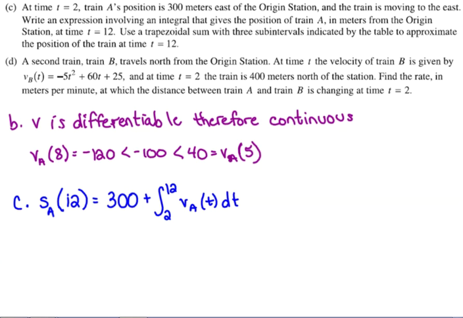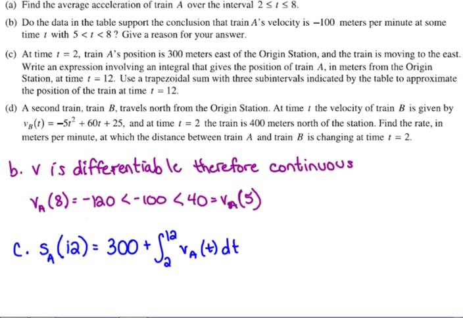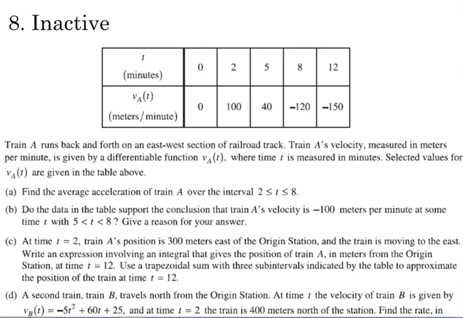Use a trapezoidal sum with 3 subintervals indicated by the table to approximate the position of the train at time 12. So let's go to the table. They want 3 subintervals. So here's 1. Oh wait, no, we're starting at time 2. Here's 1, here's 2, here's 3. And one of the reasons why I caught myself on the 0 thing was because it said 3 subintervals. If I started at 0, I'd have 4. We're starting at time 2, so start at time 2, break it into 3.